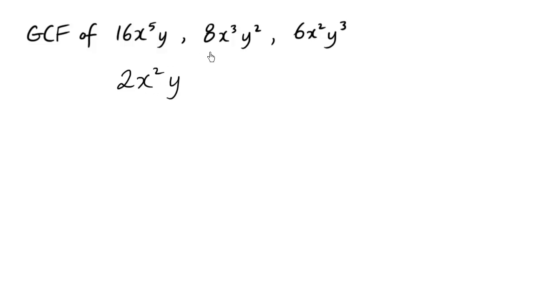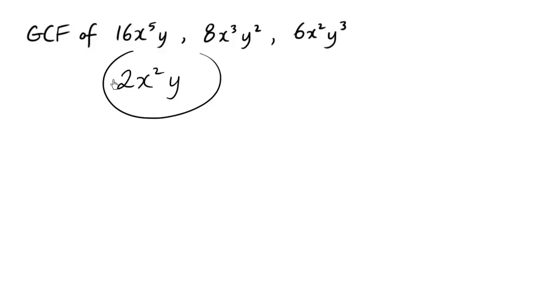Now what about y? So the exponent we choose is actually the x with the lowest exponent, because for sure we can pull out an x squared out of here. So what about the y? Which is the y with the lowest exponent? It's going to be y to the 1, which is y. So this here is our GCF.